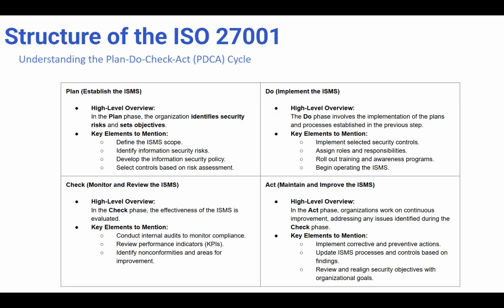And this follows checking. So in the act phase, organizations work on continuous improvement. Any issues, non-conformities that were identified in the check phase, we then try to correct. So implement corrective actions and review everything to ensure that they align with organizational goals.